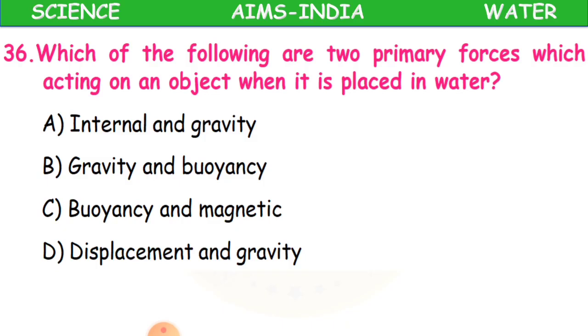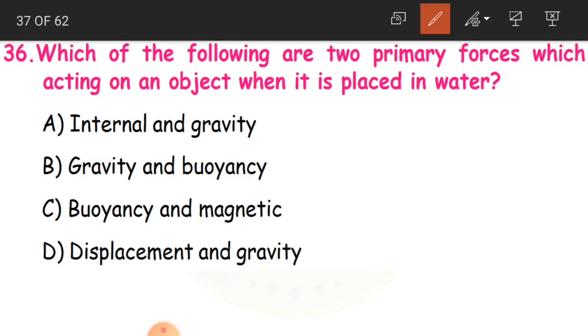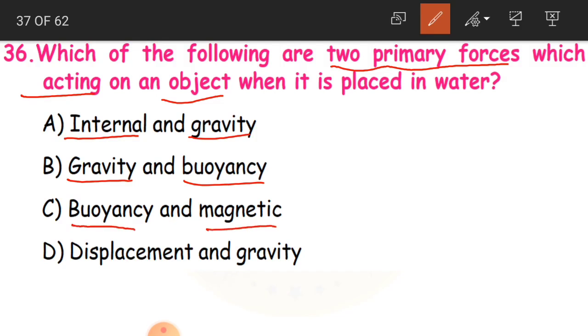is placed in water? Okay, when you place any object in water, what are the two primary forces which act on that particular object? That we have to identify. Whether it is internal and gravity, or gravity and buoyancy forces, or buoyancy and magnetic forces, or displacement and gravity forces. So what happens, children?